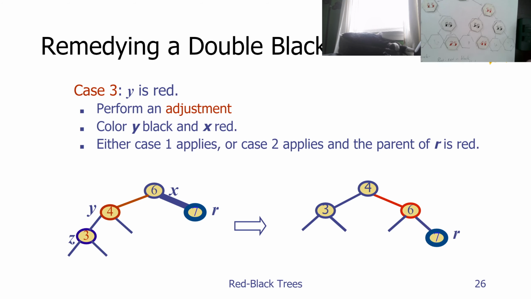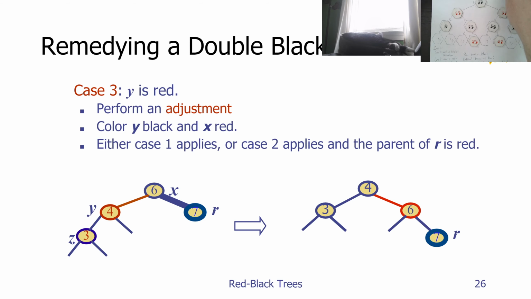I'll fix that later. So the last case, your sibling is red, in which case you perform an adjustment, which they name adjustment for some reason, where you restructure again. So you rotate your sister to be your parent, and then at that point you will either have a case one or a case two.